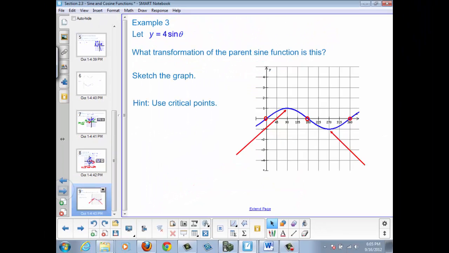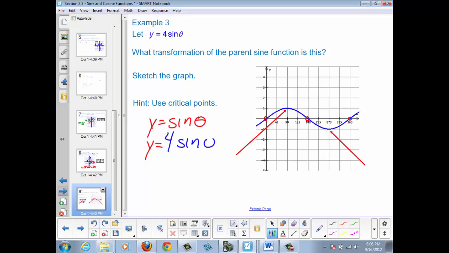Our last example, we're going to create a new graph, y equals 4 sine theta. And we want to know what transformation of the parent sine function this is. Well, by the parent function, we mean the basic sine theta graph. So what we did to y equals sine theta was we multiplied it by 4. We multiplied the entire equation by 4, so that means that we are performing a vertical dilation, since we took the whole function and multiplied it by 4. So we would say a vertical dilation by a factor of 4.